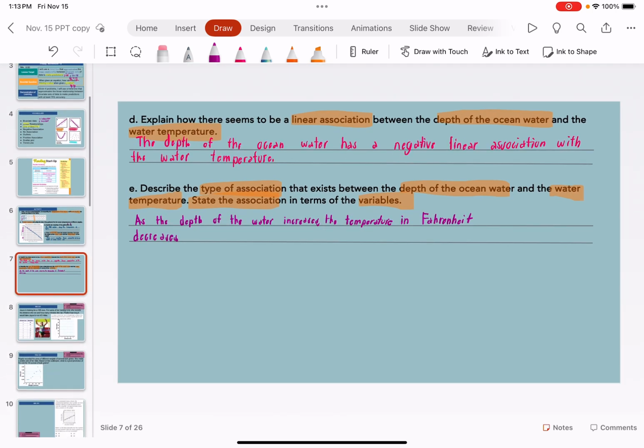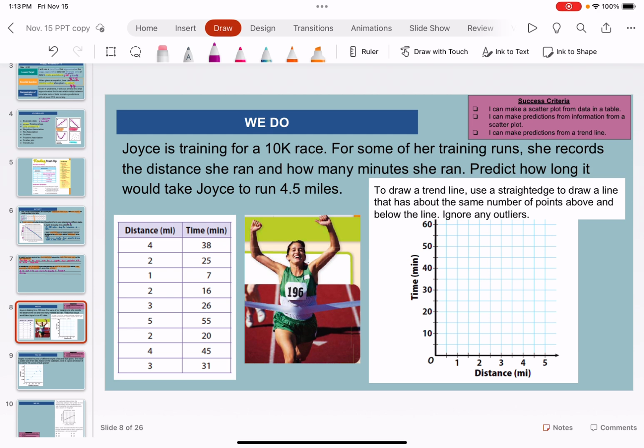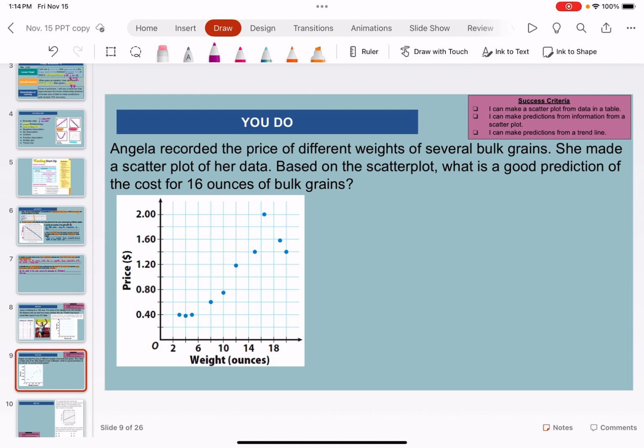Okay, so we're gonna skip this we do just because we already just graphed the scatter plot, and we're gonna work on this you do as we do. So this problem is saying that Angela recorded the price of different weights of several bulk grains. She made a scatter plot of her data. Based on the scatter plot, what is good prediction of the cost for 16 ounces of bulk grains?